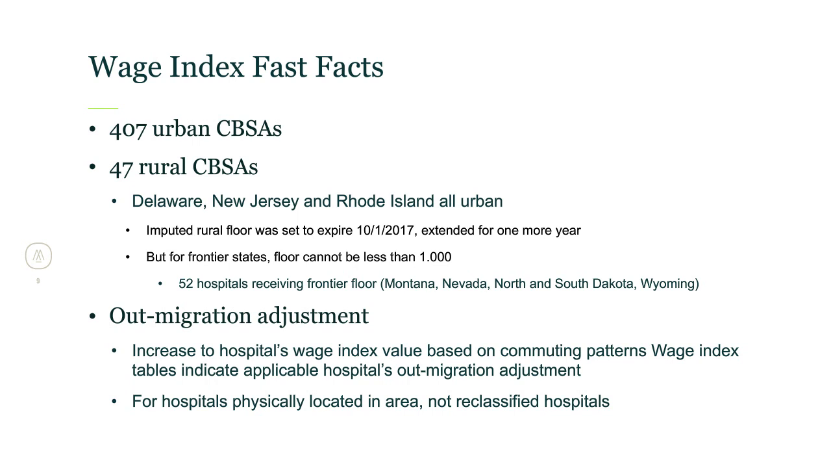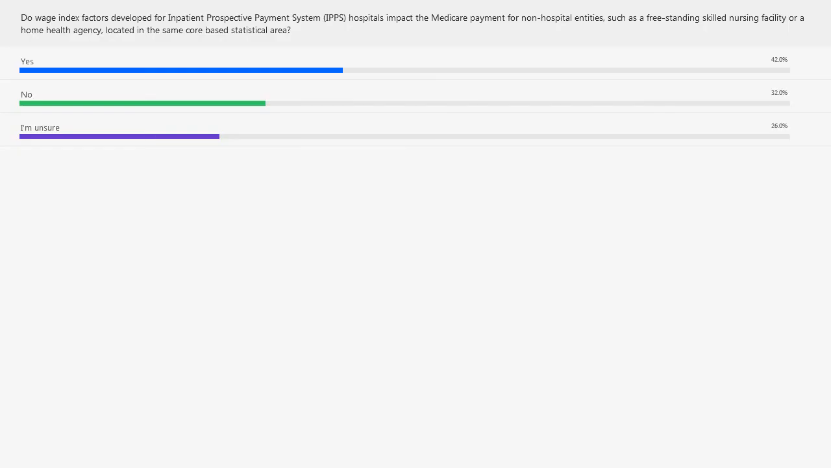And let's take a look at the results. Glenn, back to you. Yes is the right answer. They do impact those entities. There is what's called an unadjusted wage index factor for every hospital. If your wage index factor is adjusted, it could be because you've done a geographic reclass or for some other reason. But in short, the data that is developed and used for hospital wage index is also used for these other non-hospital entities.